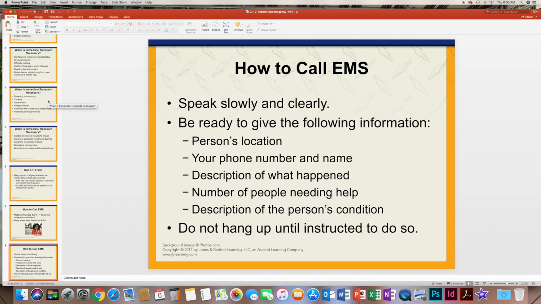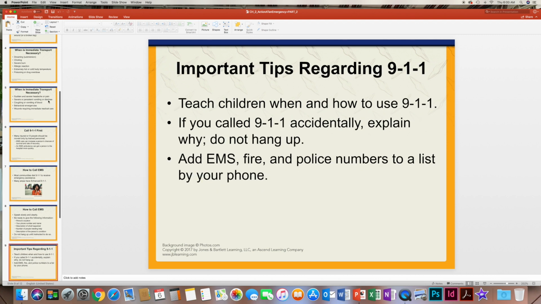When you do activate EMS, you must speak slowly and clearly. Be ready to give the following information: the person's location, your phone number and name, the description of what happened on the scene, how many people need help, and what that person's condition is. But most importantly, do not hang up until you're instructed to do so.